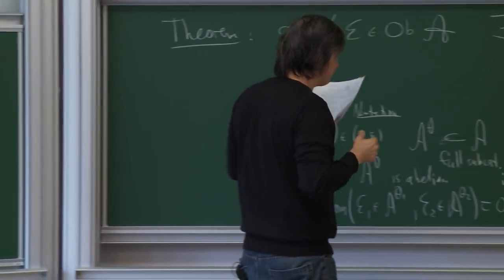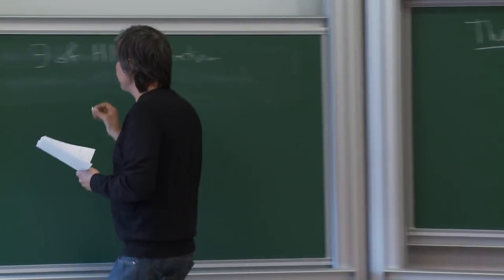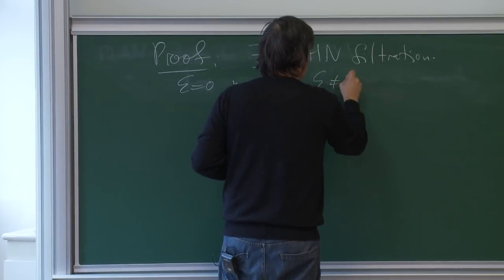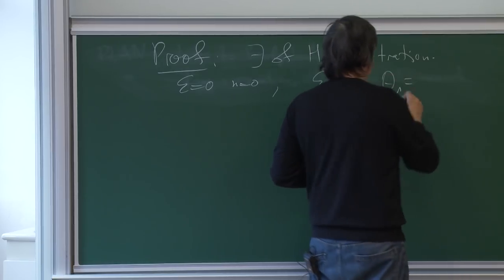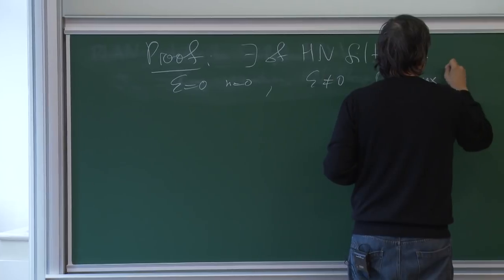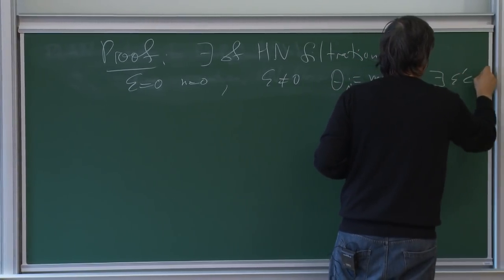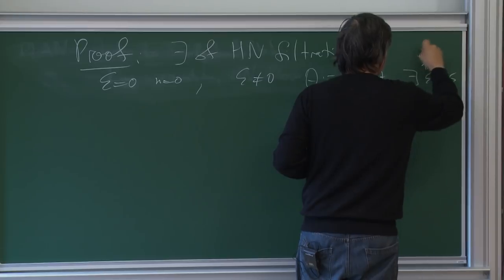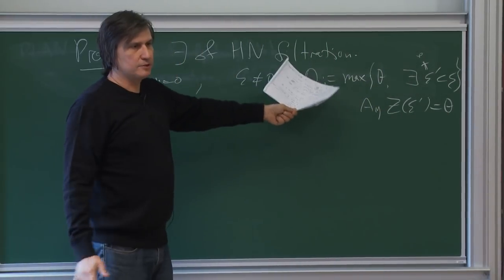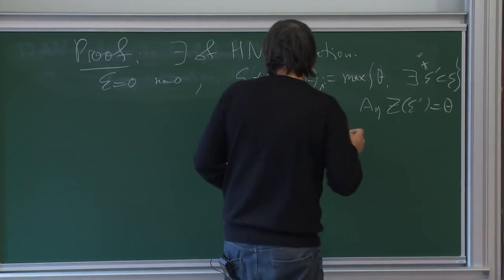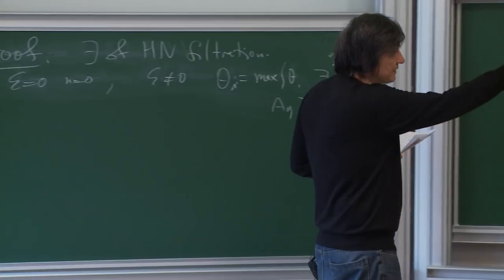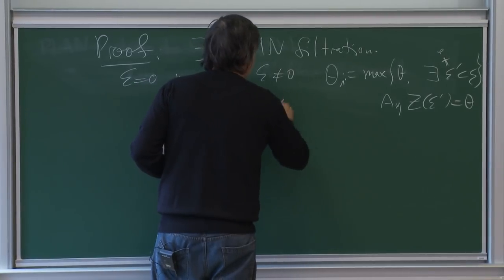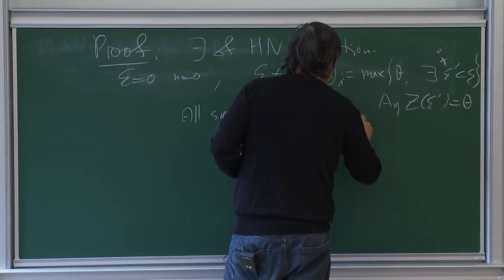But first, what will be the number sigma 1? Suppose E is 0, then n is equal to 0, nothing to talk about. But if E is non-zero, then sigma 1 is defined as follows. It's the maximal possible theta such that there exists a non-zero subobject whose central charge has argument theta. Because there are only finitely many possible dimension vectors, you get one sigma 1. And obviously all such subobjects will be sigma 1 semi-stable, because they cannot have larger slope.